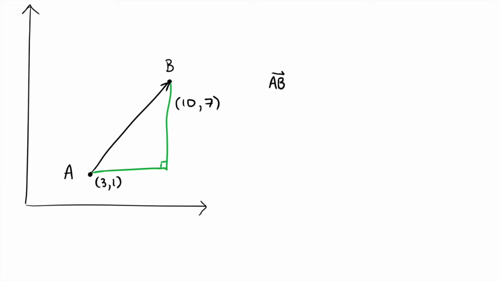I can see here in my x values, I start at an x value of 3, and I go over to an x value of 10. So I've moved 7 units to the right. If I look at the height of the triangle, I start at a y value of 1, and I end at a y value of 7. So I've gone up 6 units. As far as the components for this vector AB, I could write that as (7, 6). That's representing the vector in column vector form. I could also represent it with my basis vectors, and it would be 7i + 6j.